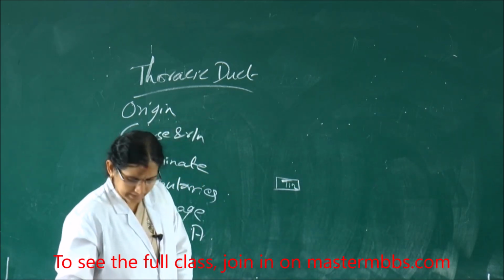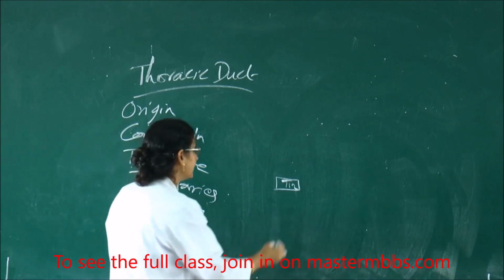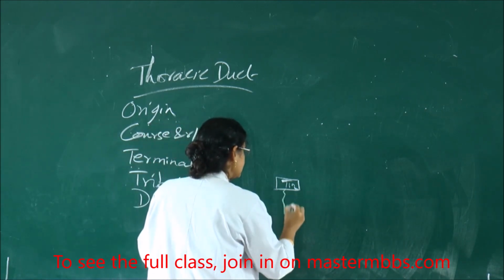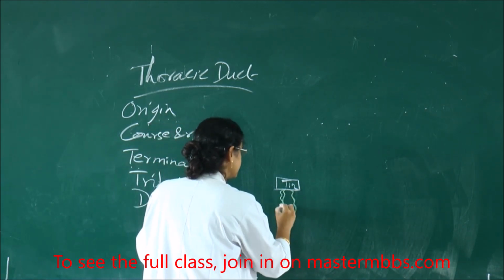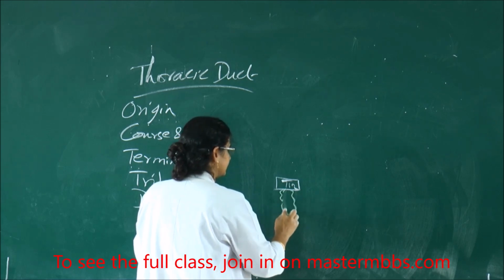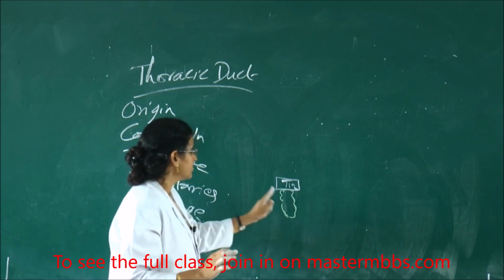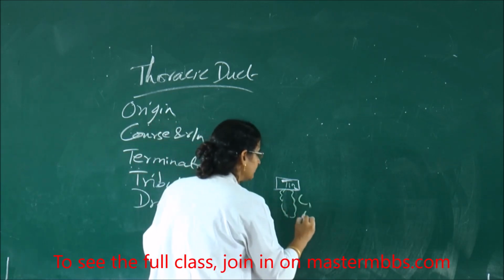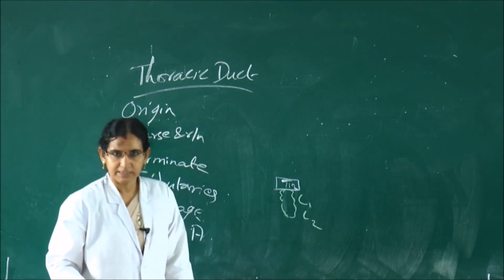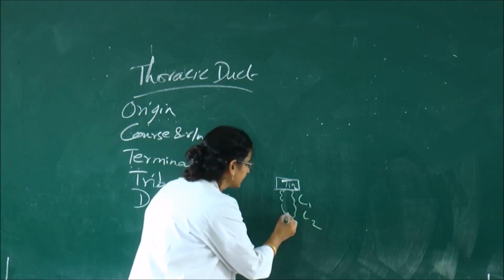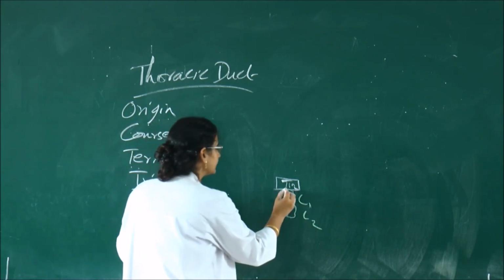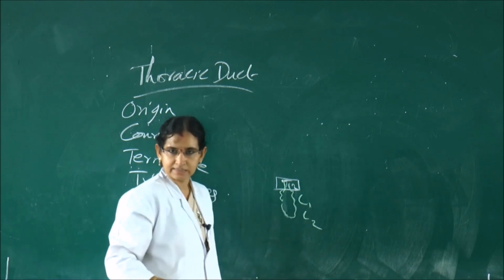Okay. There is a lymph vessel in the abdomen called cisterna chyli. It is like a cyst, like a sac. Cisterna chyli is a lymph sac which lies in front of L1 and L2 vertebral bodies. It has a blind lower end. The upper end continues as a thoracic duct.